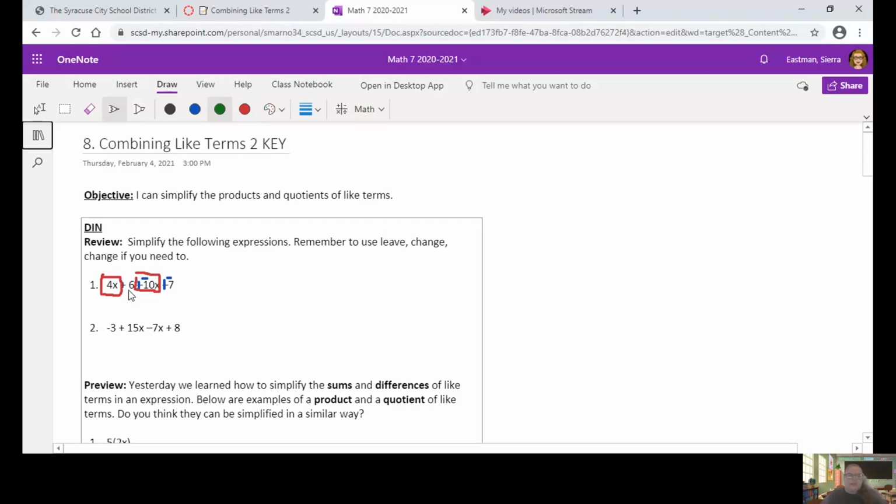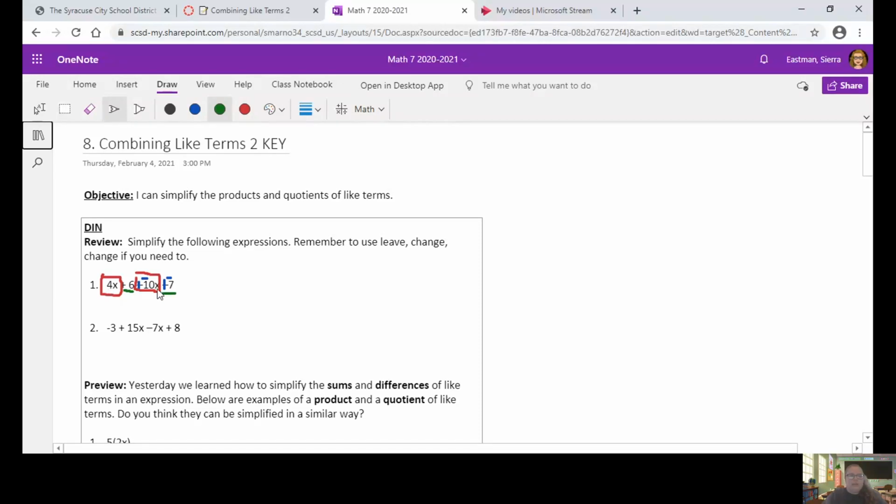But this positive 6, it doesn't have a variable at all. So that's going to be a different set of like terms. And we can double check to see if there's anything that needs to be added to that. And there is one more. This negative 7 also does not have a variable. So that is a like term. If these had a different variable, like a y, we could still do the same thing. So we have to look for no variable, and then each of the different letters that you may have for a variable.